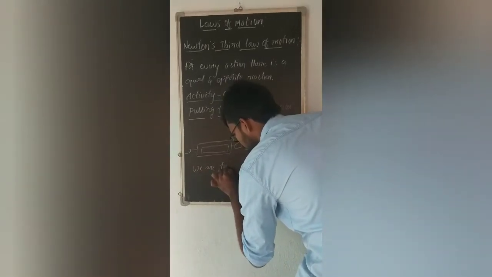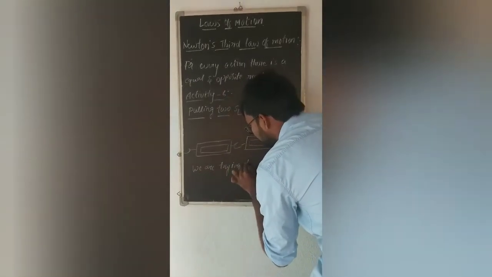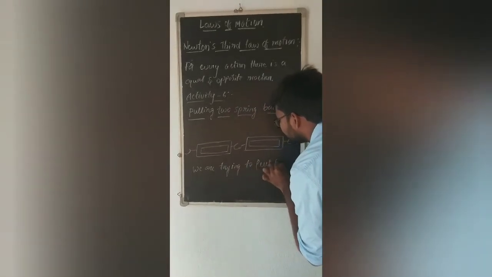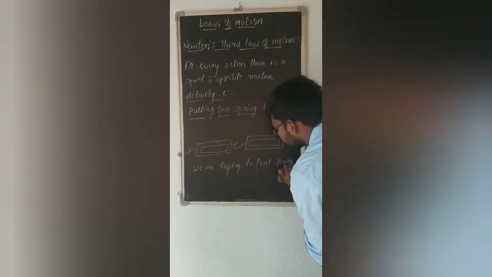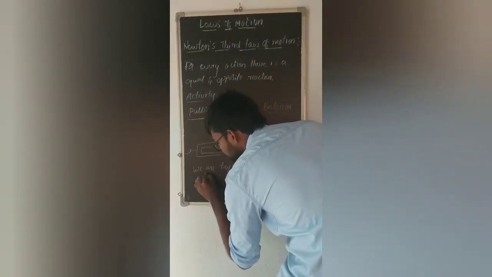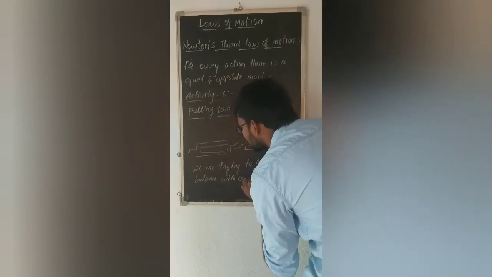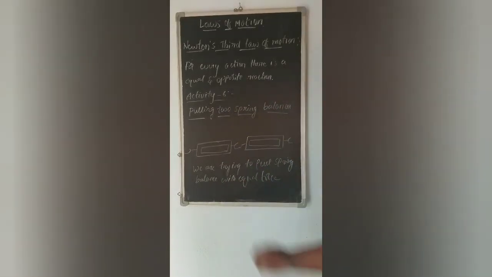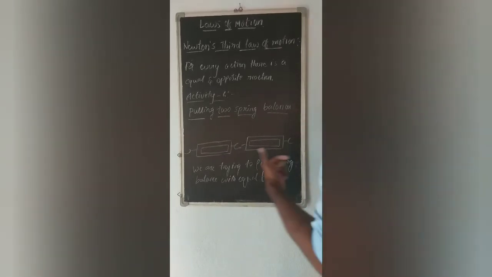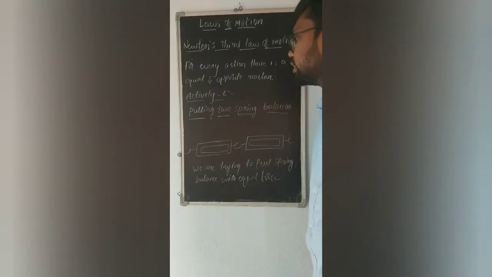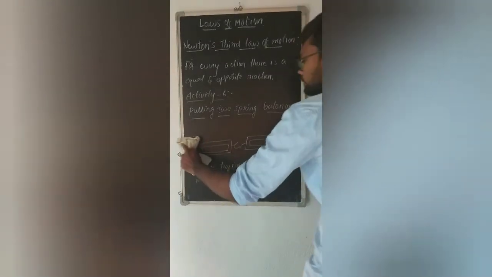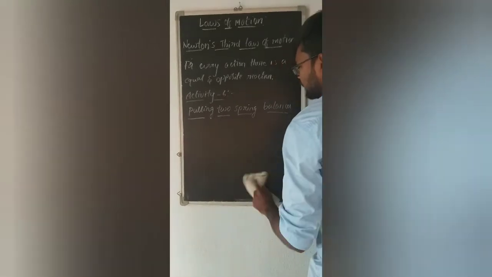We are trying to pull the spring balances with equal force and leave them after some time. What will happen? With how much force it went backside, again those two will come towards the forces. This one is known as acting spring balance. Now, action reaction forces.